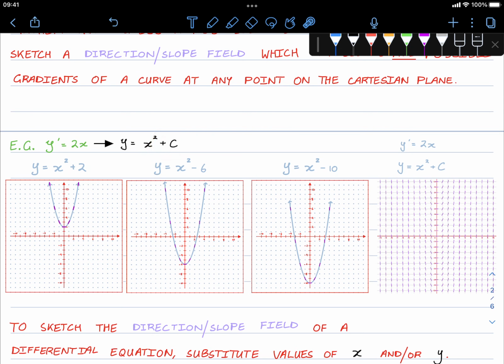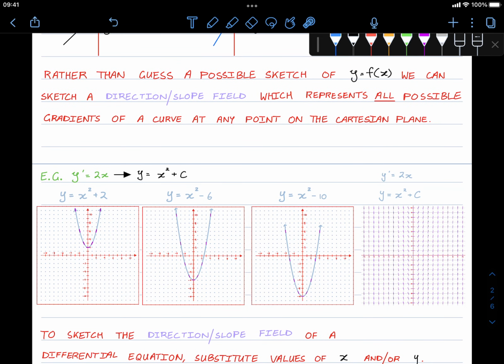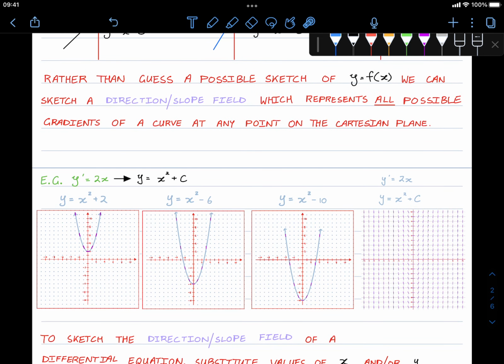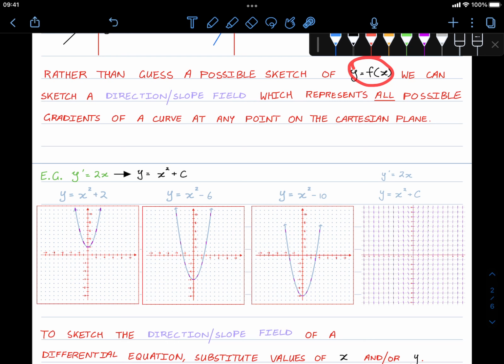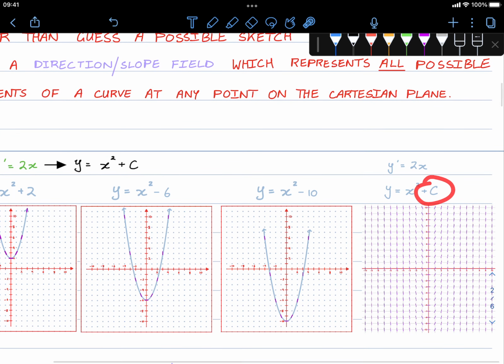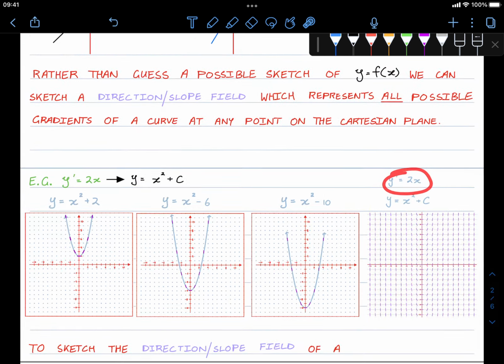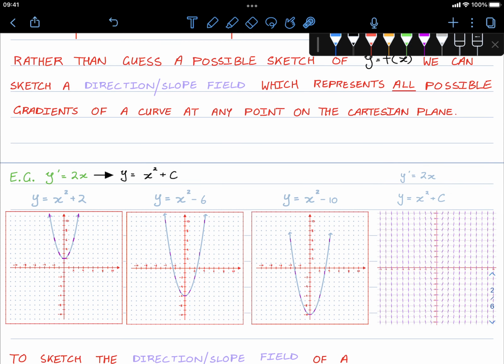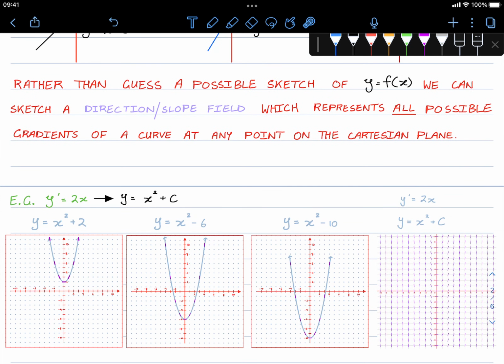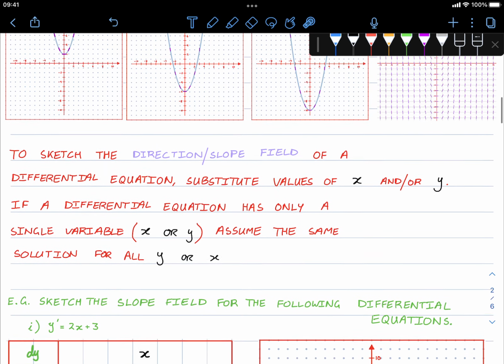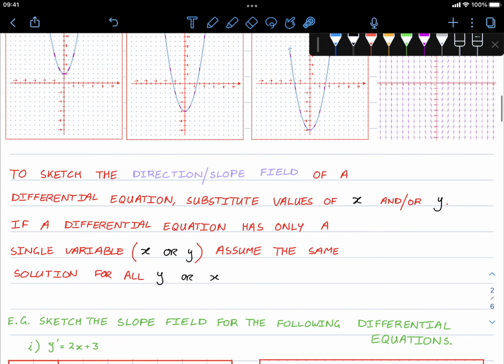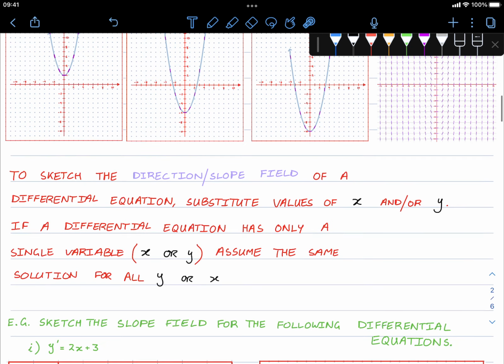differential equation. Okay, so this is just a quick introduction as to what a slope field is. It represents all possible sketches of y equals f of x for all possible values of c for a given differential equation. Okay, so I hope that gave you an insight as to what a slope or direction field is. We'll get into the next video on how to actually sketch them, well, how to visualize them when we first begin.